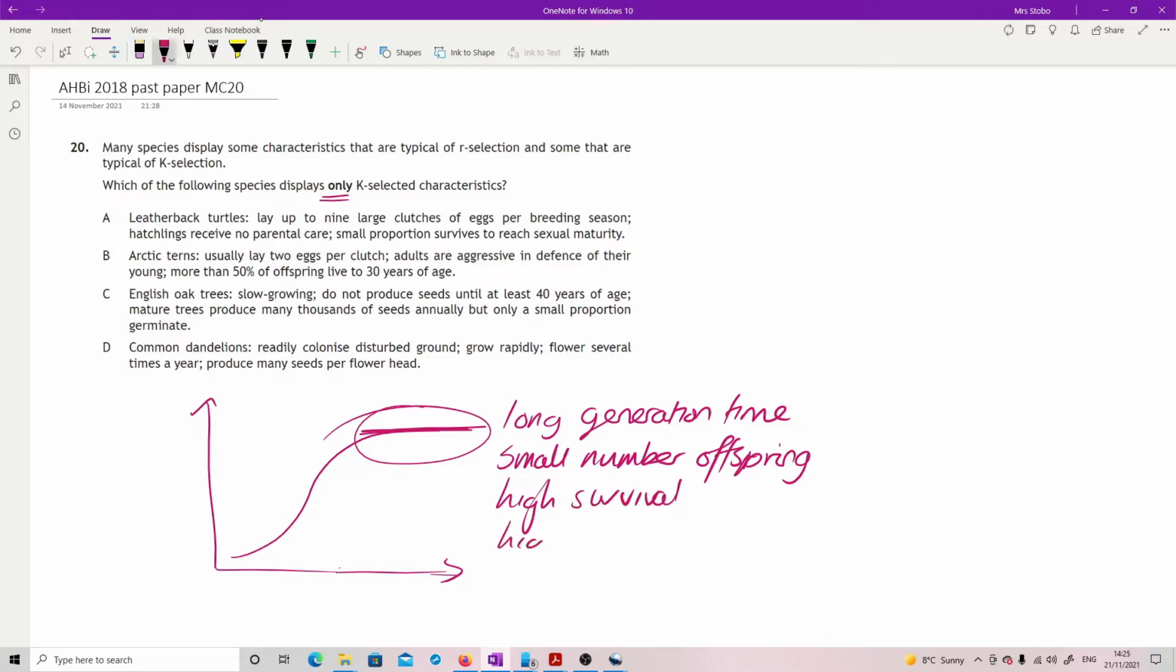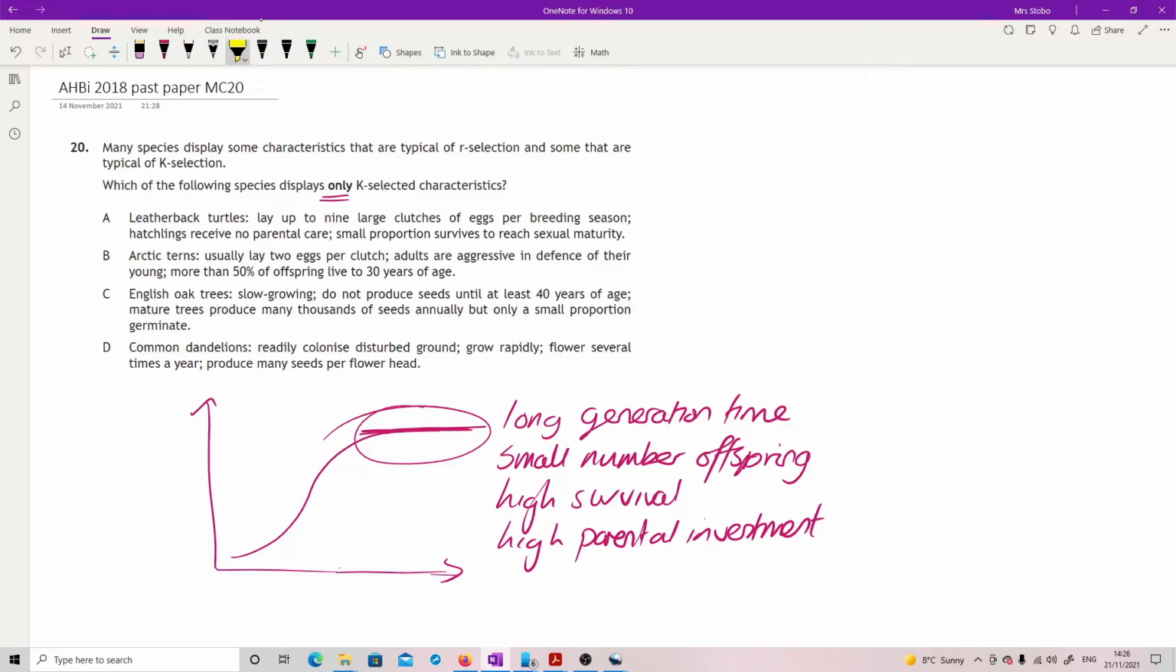And that is because of high parental investment. Generally, you're looking at other things like long childhoods and a longer generation time in terms of reproductive age, all these kinds of things. Okay, so we're looking for things which only have this type of group.